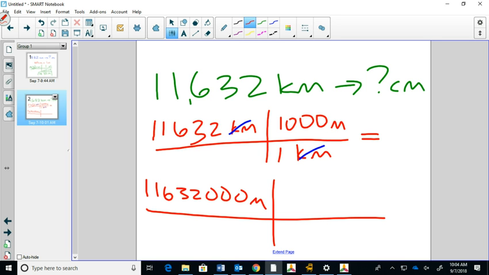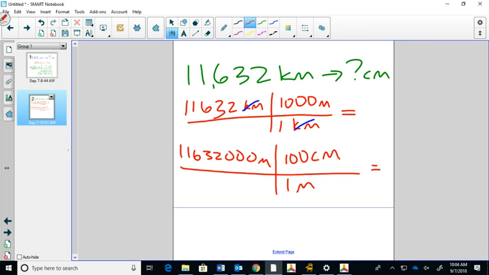So how many meters are in how many centimeters? 100 centimeters in 1 meter. So again, 1 meter on the bottom, 100 centimeters on the top. So this is a big number, right? 1, 1, 6, 3, 2, 1, 2, 3, 1, 2. That's an impressively large number. Okay?